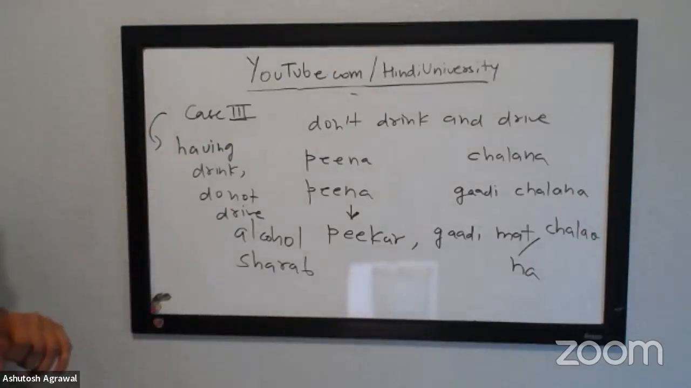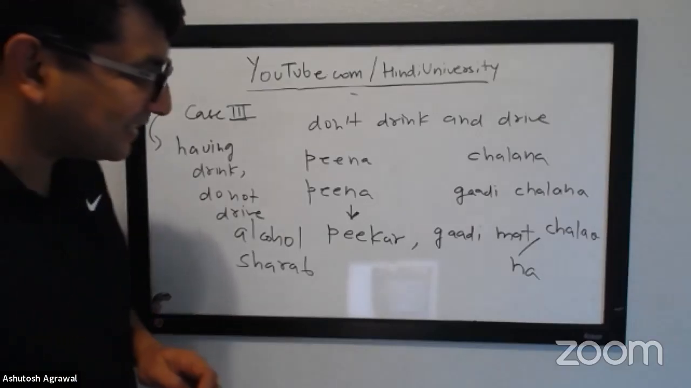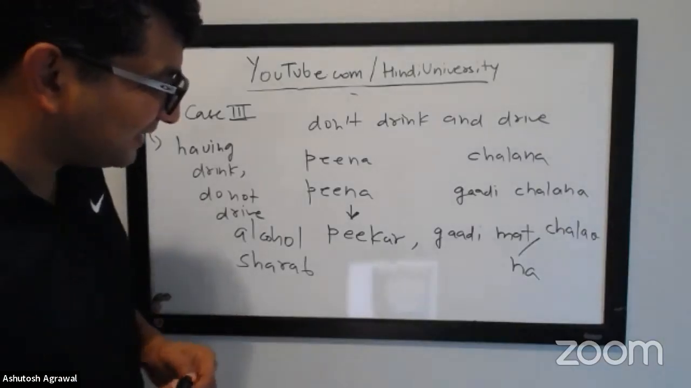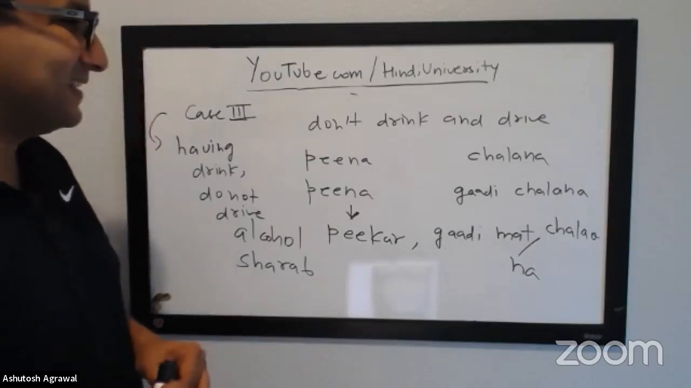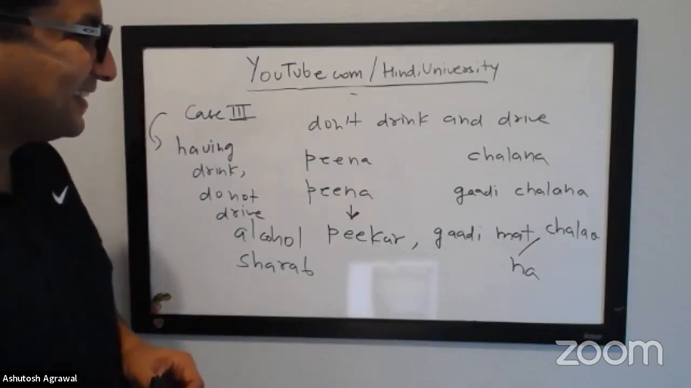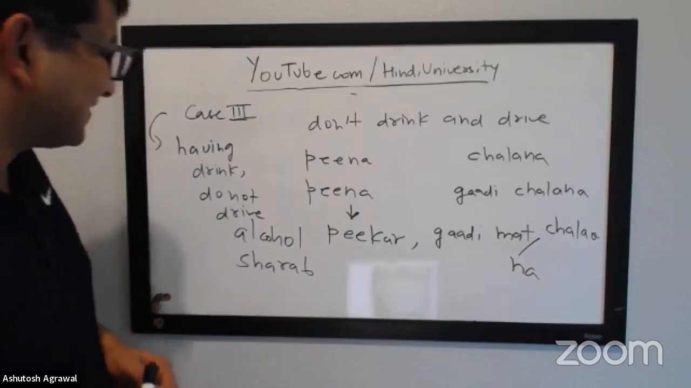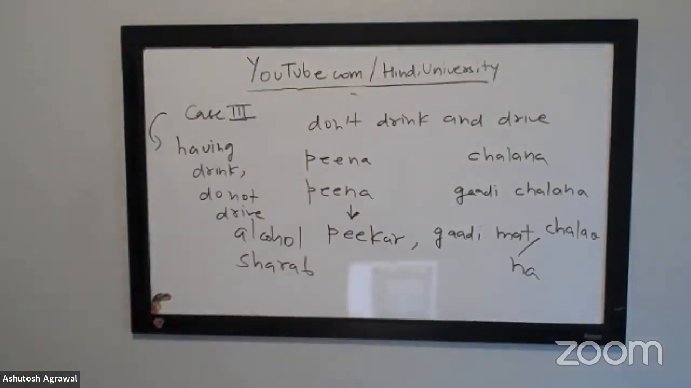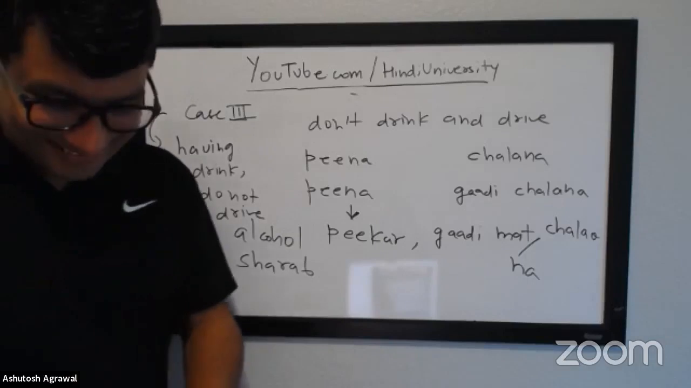Gaadi mat chalao. How would you do it the other way? How would you do it? How would you say don't drink and drive? Can I try? Actually, what you say is after drinking, don't drive, rather than don't drink and drive. It's a different format for the kar to be used. You have to do one action and then say don't do the other. Drink and don't drive. That's what is in English. It doesn't work in English, but obviously it works in Hindi.